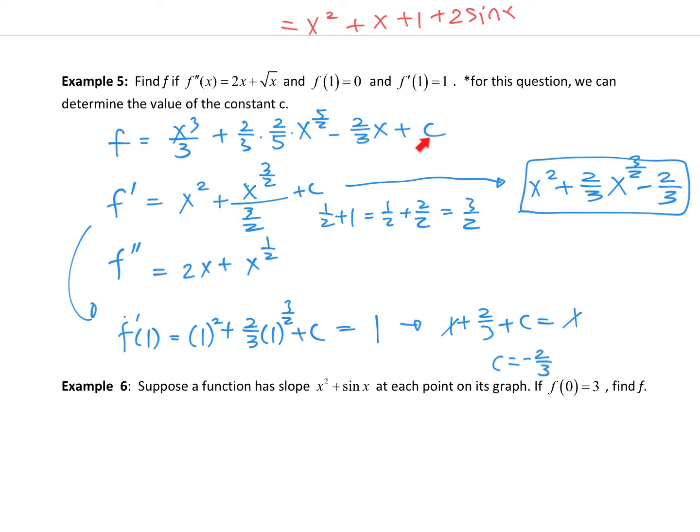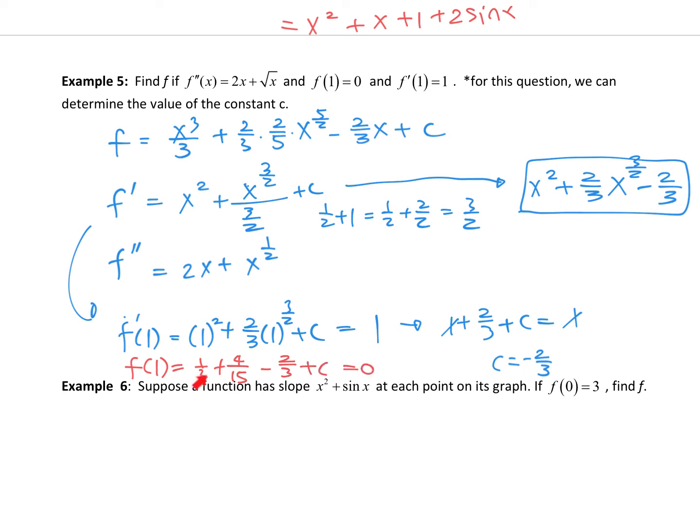Here they give you another piece of information: f of 1 is equal to 0. That means I can find the value of c. Let me write this at the bottom. F of 1, plug in 1 into f. So 1 cubed over 3, that's just 1/3, plus plug in 1 here, so that'll be 1 times 2 over 5, that's 2 over 5, minus 2 over 3 plus c is equal to 0.